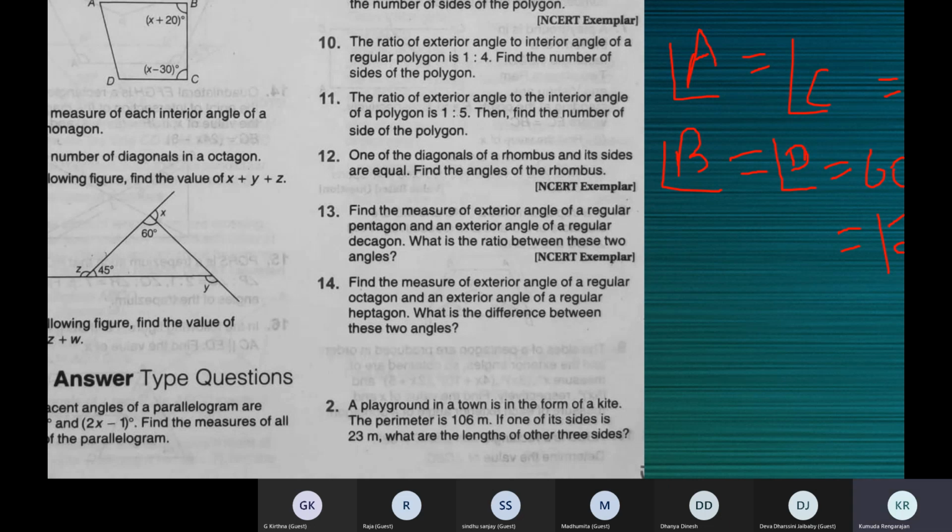Each exterior angle, because it's a regular octagon and regular heptagon, total is 360. 360 by 8 and 360 by 7. Find the decimal value. 51.4 and the other one is 45. Difference is 6.4. Do the second one, which you can see. Do this one.